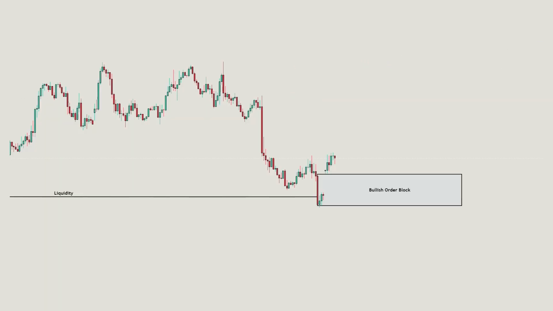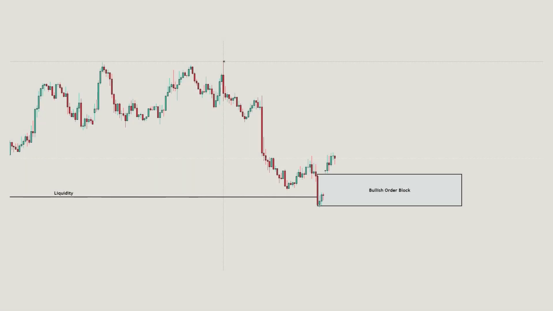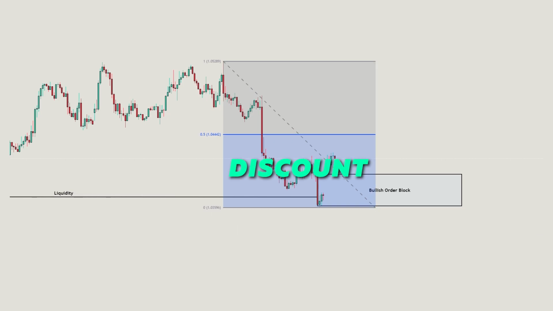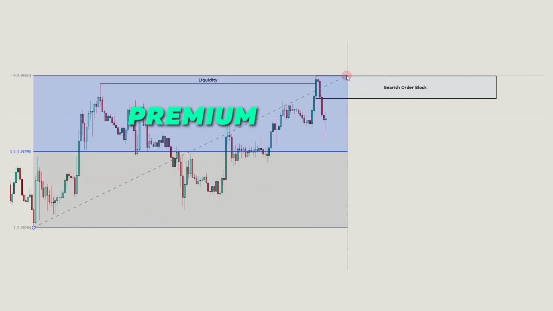The second condition is being in the discount or premium zone. If the order block is located in the cheap price zone, it is also called the discount zone. It strengthens the bullish block. If it's in the overbought zone, it's called premium. It strengthens a bearish block. This is smart money logic. Buy cheap, sell expensive. Order blocks that are in favorable zones have more chances to work out.